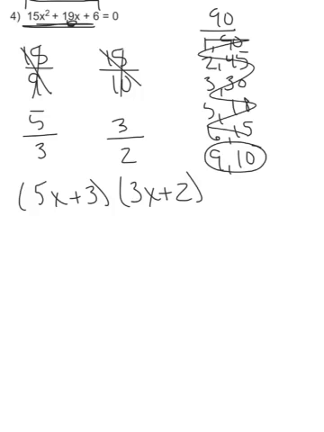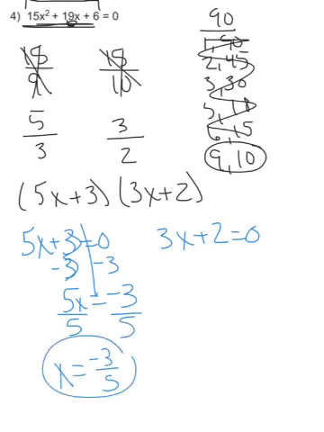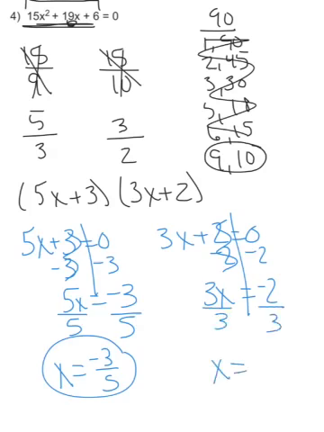So our last step now is to set these equal to 0. So 5x plus 3 equals 0, 3x plus 2 equals 0, and solve each one. So on the first one, we'll subtract 3. So 5x equals negative 3. Divide by 5. So x equals negative 3/5 is our first solution. And on the second, subtract 2. So 3x equals negative 2. Divide by 3. And x equals negative 2/3. So our answers are negative 2/3 and negative 3/5.